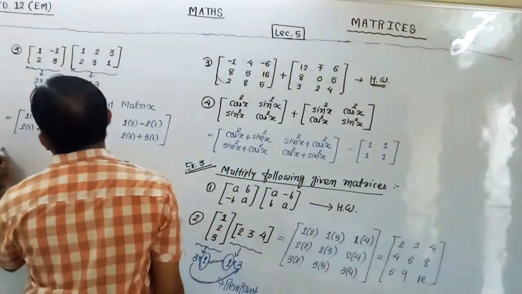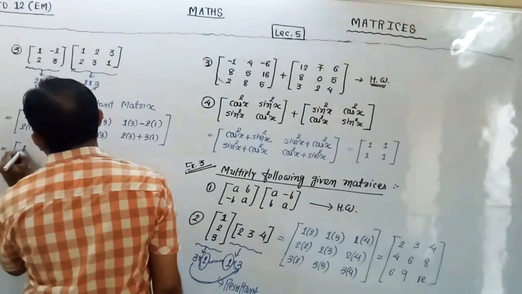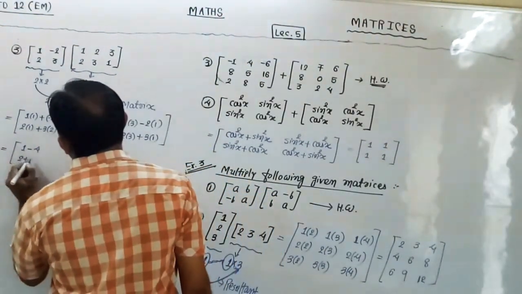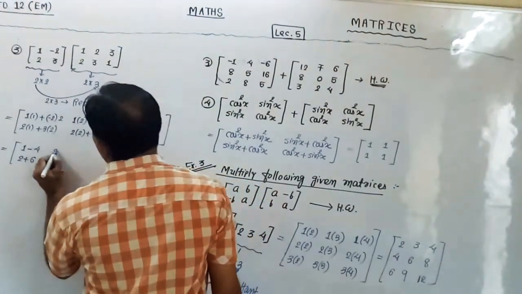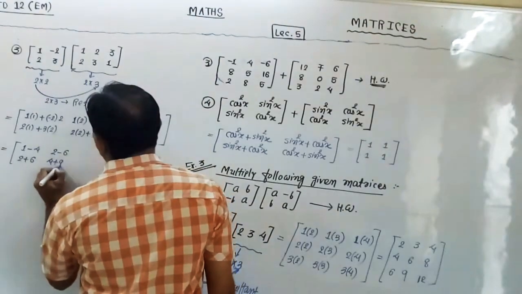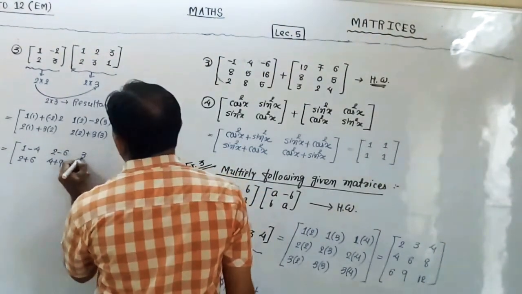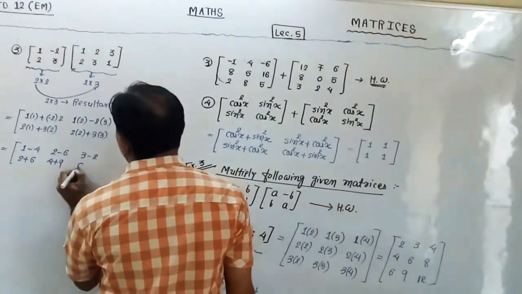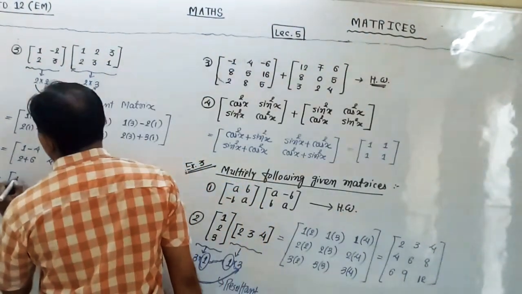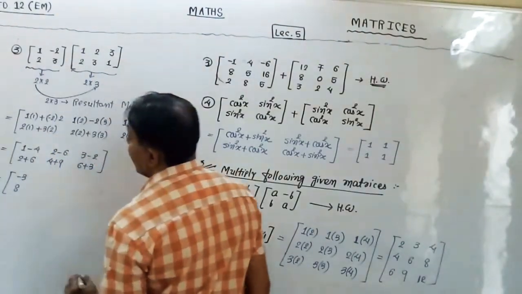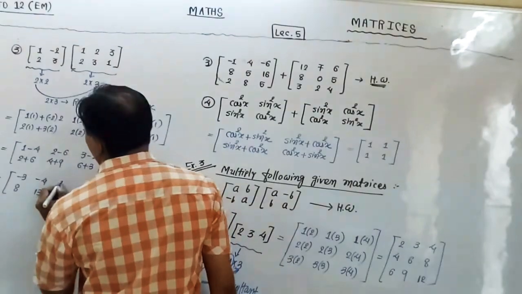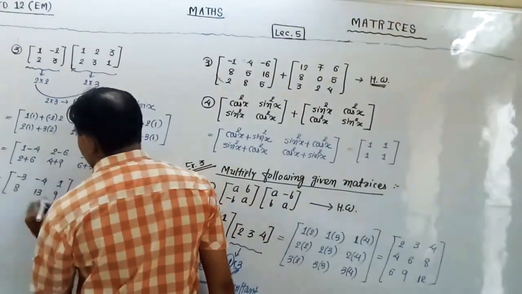Just to solve it now, this is 1 minus 4, 2 plus 6, 2 minus 6, 4 plus 9, 3 minus 2, and 6 plus 3. Finally, the answer is minus 3, 8 as the first column, minus 4, 13 as the second column, 1 and 9 as the third column.